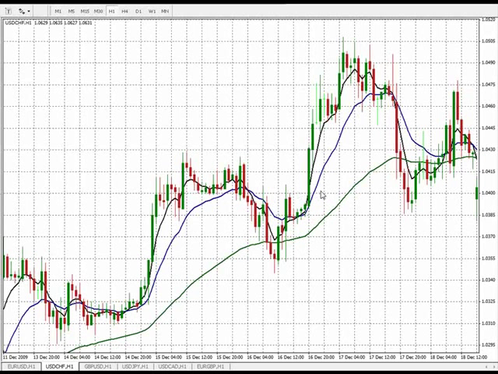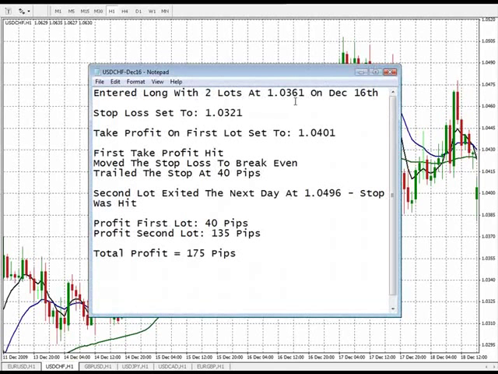We set our take profit 40 pips ahead for the first lot, and we leave it in the trade. When the first lot is exited with the take profit, we move our stop loss to the break-even point, and then we just let the second lot ride while trailing our stop at 40 pips, and it actually exited up here.